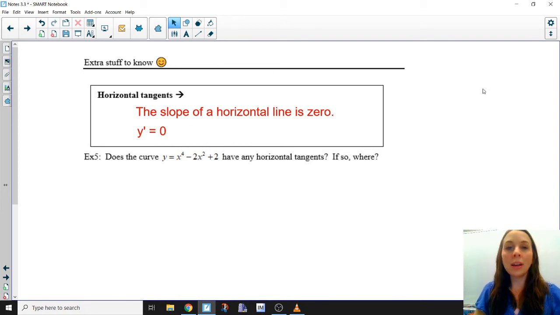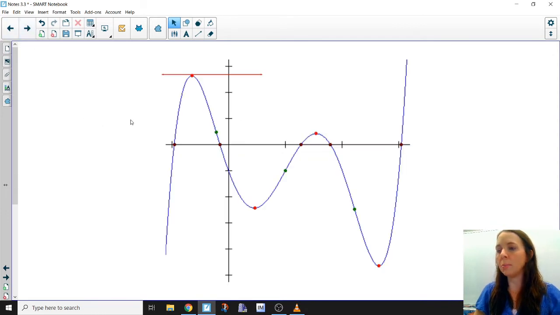The first little extra piece that we're going to talk about in this video is looking at a function and being able to determine where its horizontal tangents are. Now, before we discuss what's in the box or the example, I just wanted to show you a little visual representation of what I'm talking about here.